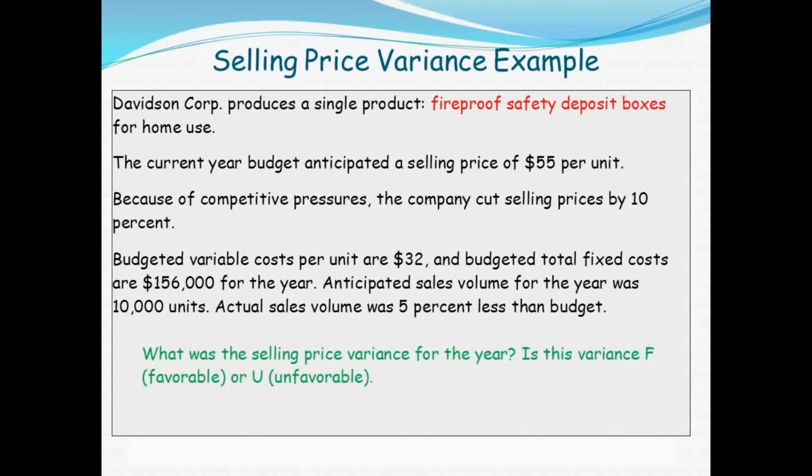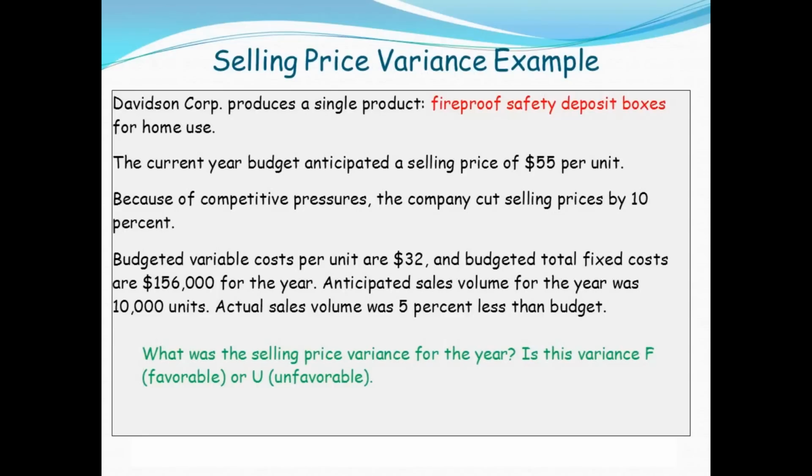What was the selling price variance? That's what we just worked on, right? The selling price here. How are you going to do it? What's the strategy? Actual price minus standard price and multiply by the actual quantity. Remember, it's just the price variance.